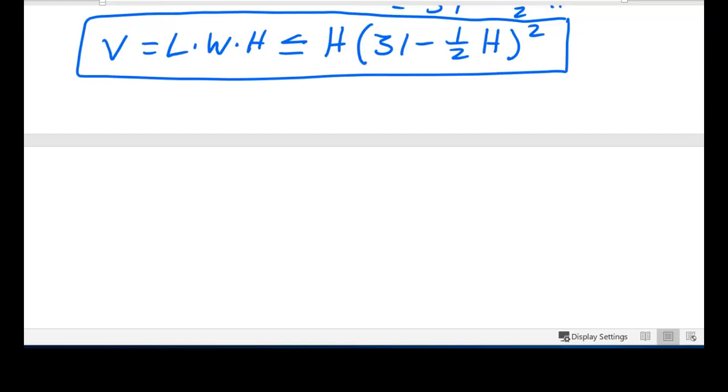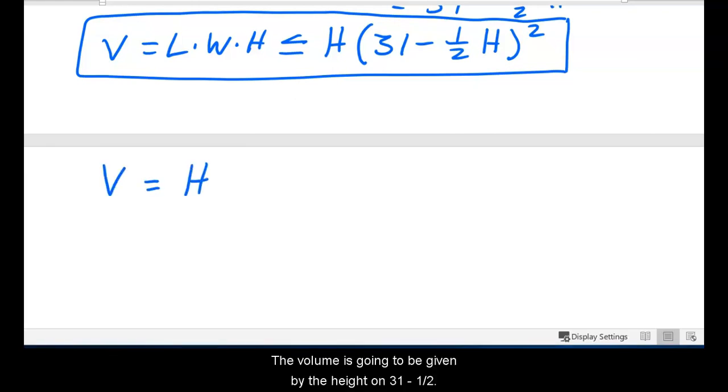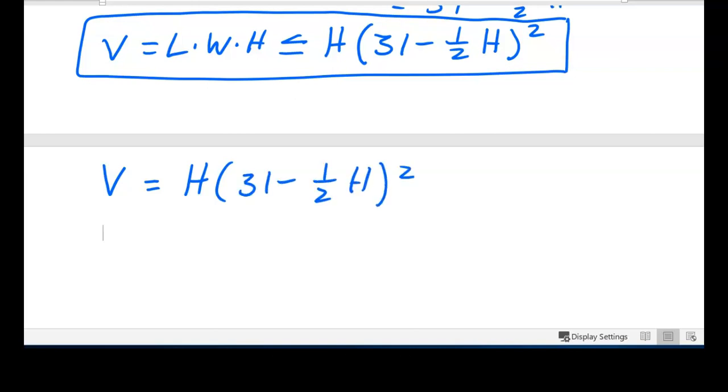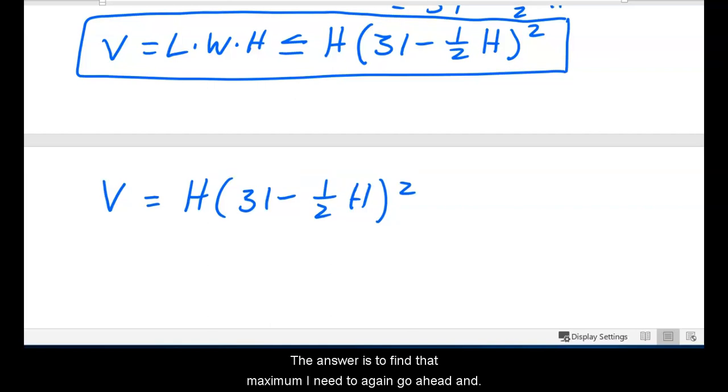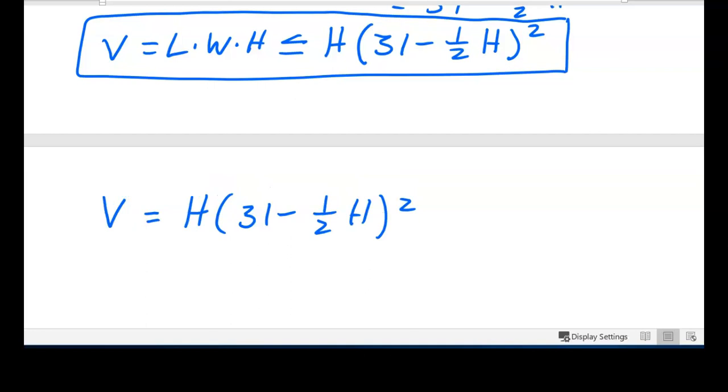Let's write the equation again so that we can figure out how to maximize the volume. So the volume is going to be given by the height times 31 minus 1/2 of the height, quantity squared. If that's our equation, the question now is, how can I maximize the volume? What height would give me a maximum volume? And the answer is, to find that maximum, I need to again go ahead and take the derivative of the volume, but this time with respect to the height.